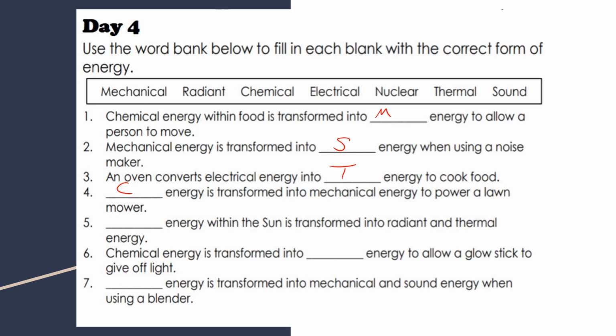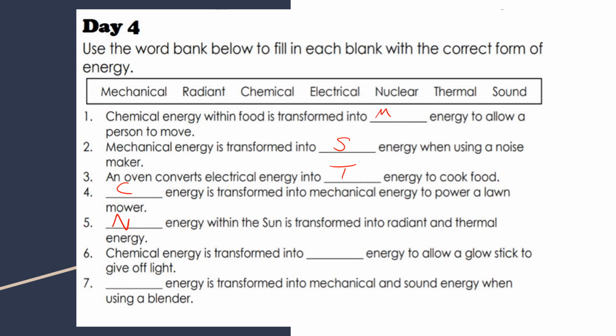Blank energy within the sun is transformed into radiant and thermal energy. Guys, that is going to be nuclear energy, and we're going to talk about this a lot later, but basically inside the sun we go through a process known as nuclear fusion, where atoms are fused together. In nuclear power plants, they go through a process called fission, where they break them apart. So it's a different process, but it's based on the same thing. It's based on the nucleus of an atom.